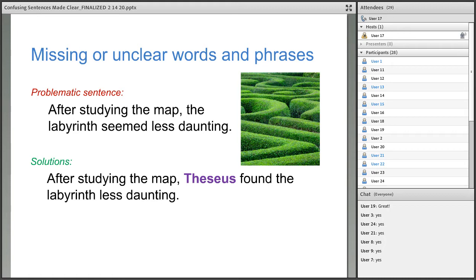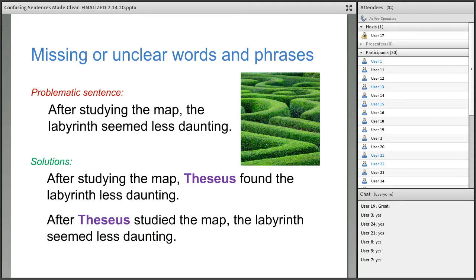Remember what we said before about putting phrases next to the words they modify. We can fix this sentence by applying that rule. Specifically, we need the word Theseus to be next to the phrase studying the map. One way to do that is to change the sentence to, after studying the map, Theseus found the labyrinth less daunting. A good alternative would be, after Theseus studied the map, the labyrinth seemed less daunting.